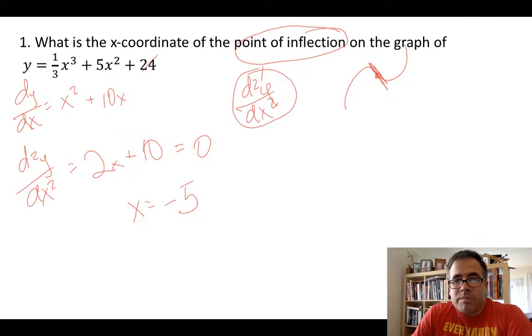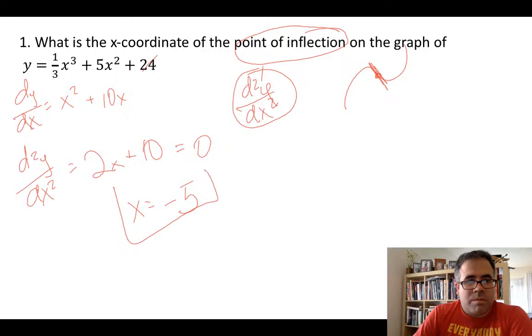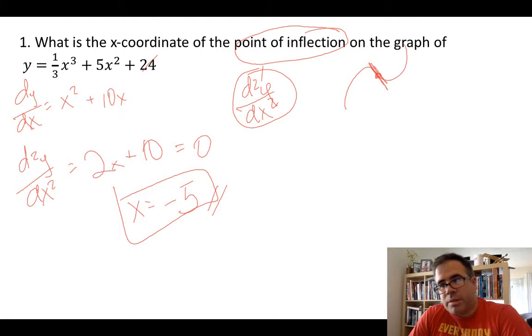And now we've done the calculus work. We want to check back to the original question. What is the x-coordinate? Oh, we're done. No more work has to happen. So we can move on.